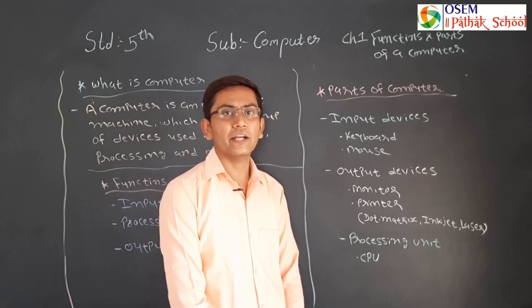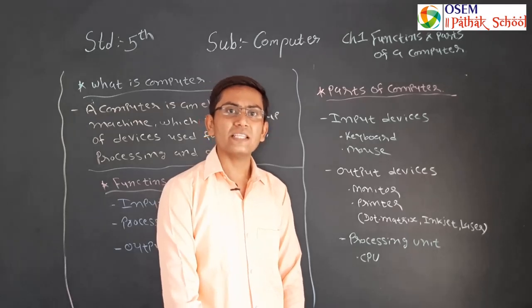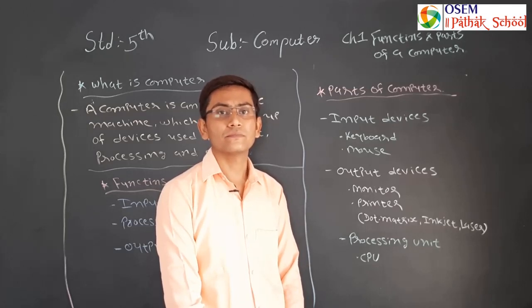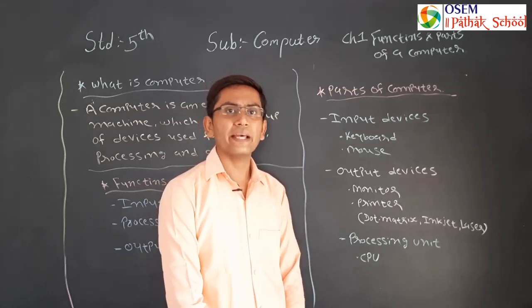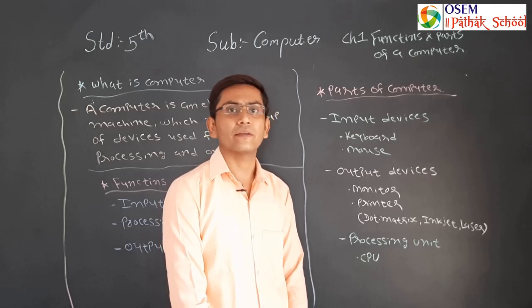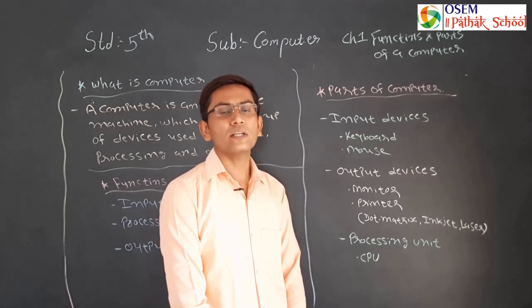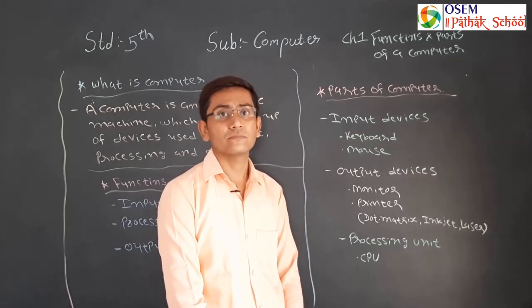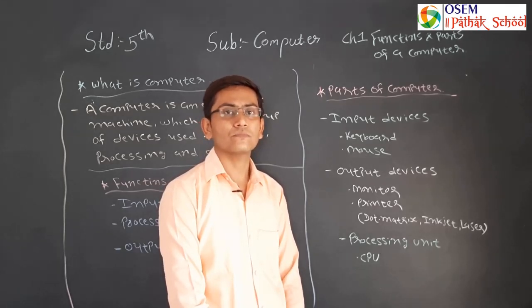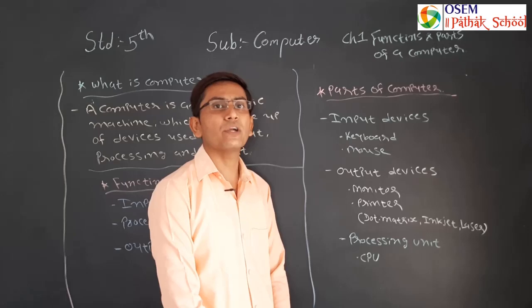Mouse is connected to CPU with the help of cable. When you press and release left mouse button, it is called clicking. And when you press and release left mouse button twice, it is called double clicking. And when you press right mouse button, it is called right clicking. So these are called actions of mouse. So we can say keyboard and mouse are most commonly used input devices.